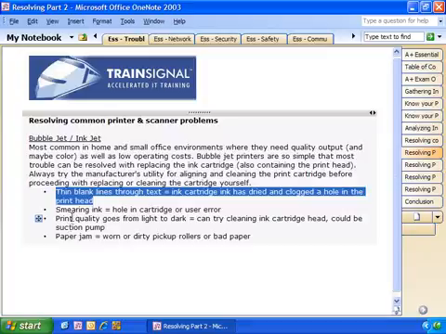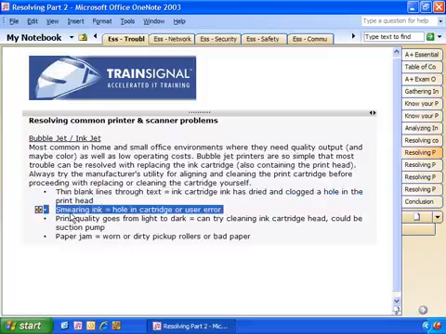Then there's smearing ink. Smearing ink is caused by a hole in the cartridge or user error, meaning a user went in and maybe cleaned the cartridge and accidentally poked it and it's leaking, or the cartridge has just gone bad and you just need to replace it.